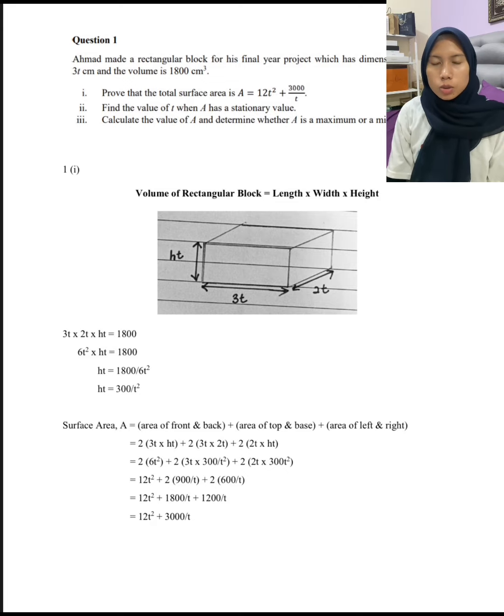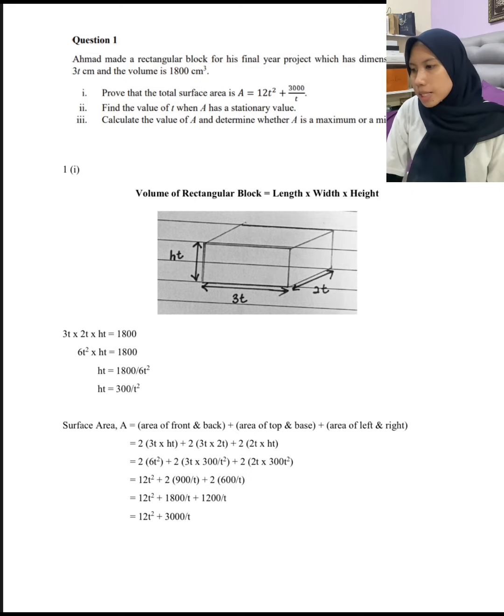So today I would like to share the solution of question number 1. Ahmad made a rectangular block for his final year project which has dimension 2t cm by 3t cm and the volume is 1800 cm³. The first one, prove that the total surface area is A equal 12t² plus 3000 over t.